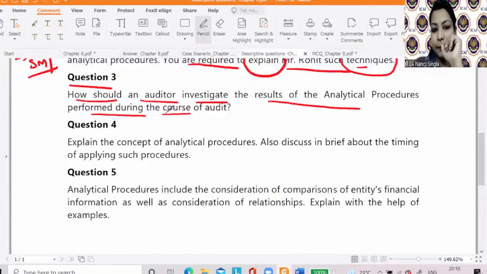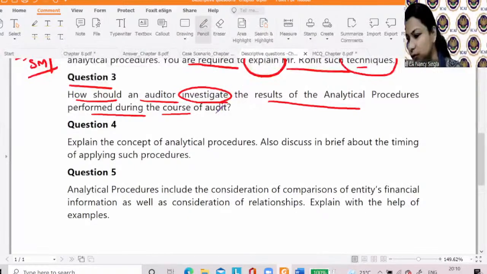So question number 3: how should an auditor investigate the results of analytical procedures performed during the course of audit? Investigating the results. See, what is meant by investigating? That some significant fluctuation is there, some inconsistency is there, then only he will investigate. So how will he do that? There are 2 points. Pooja is saying inquiring of management and obtaining appropriate audit evidence with respect to management responses, and the other point she's saying is perform other audit procedures.